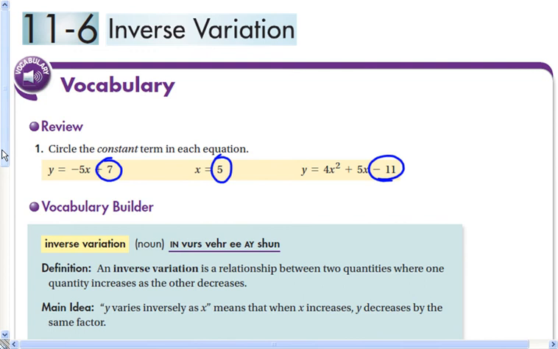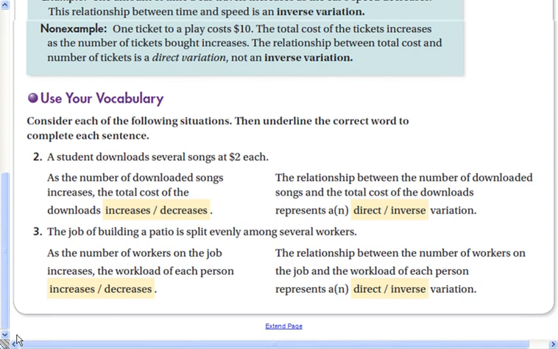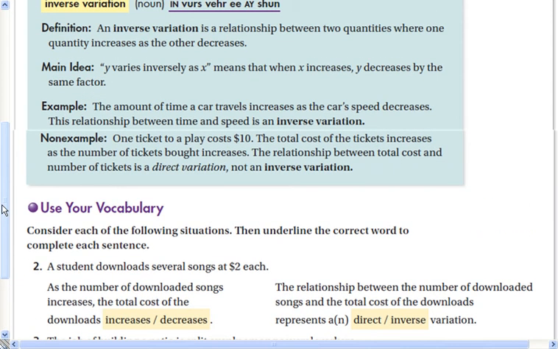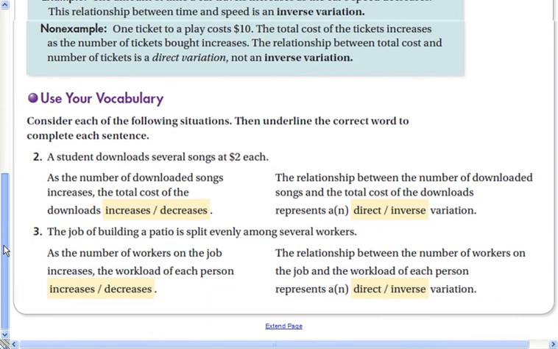Okay? And in here, we want to compare and start to learn what an inverse variation is. So go back and look at the definition. It's kind of important here. Definition: inverse variation is a relationship between two quantities where one quantity increases as the other decreases. And if you remember back, direct variation, as one value increases, so does the other value.